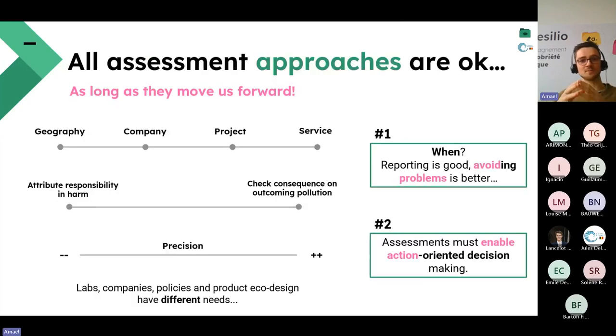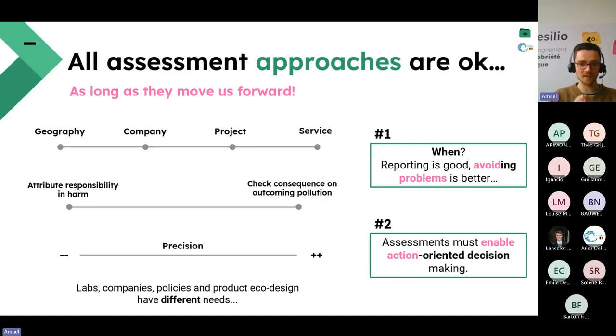Now, if we go into assessment approaches, going a bit more into the technical details, we can have very various approaches. Some would go into geography scope, some focus on companies, organizations, on projects, or even on services. Those are different approaches that can be crossed and combined with various ways to attribute responsibility, which is the one we know the most, or to check for consequences. I'll come back to this point a bit later. And with those two dimensions, we can even change the precision and accuracy we want to have. Because all the use cases we face when we want to provide an assessment are different. Different needs ask for different approaches.